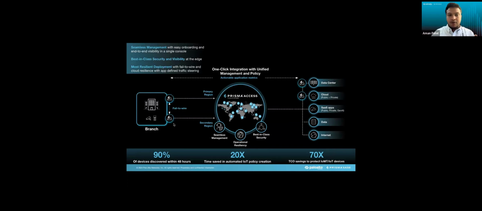Traffic which is initiated from a branch will come to this SD-WAN device and will use the secure connectivity towards the Prisma Access region. And from Prisma Access, you have connectivity towards your data center, towards the SaaS application, GenAI application, or on the internet, right? So this is how the integration works between Prisma SD-WAN and Prisma Access, giving you a secure Prisma SASE architecture.